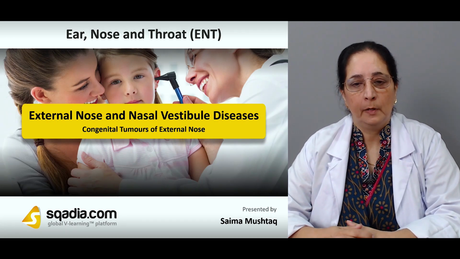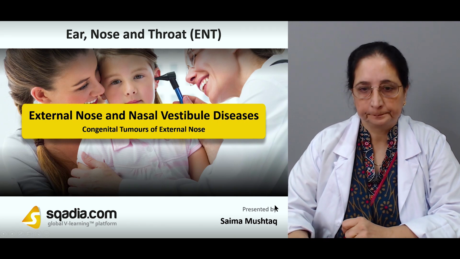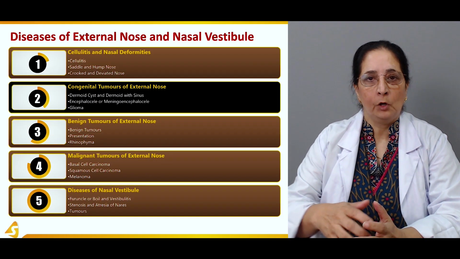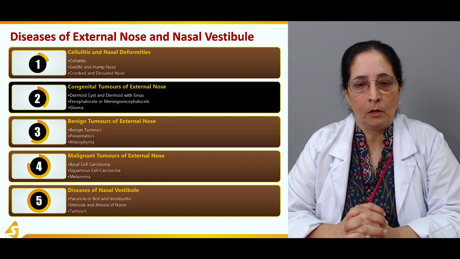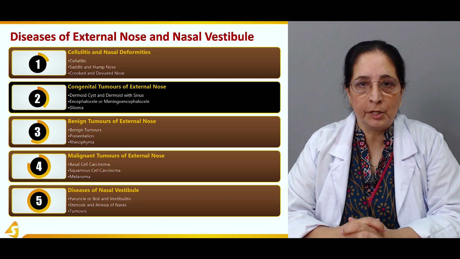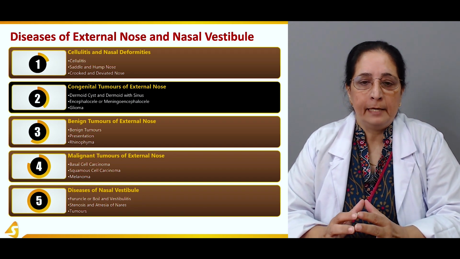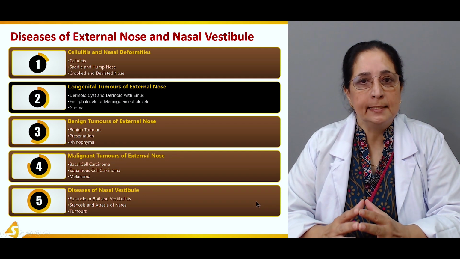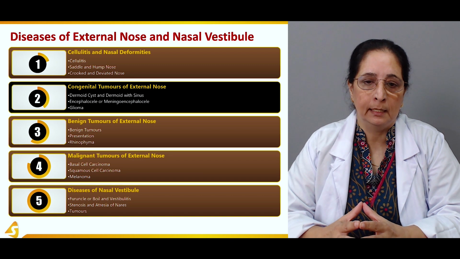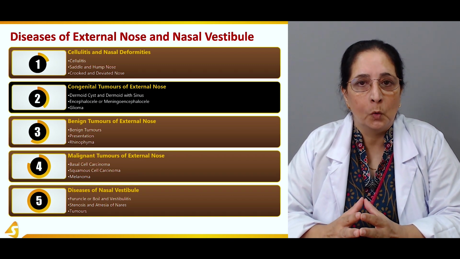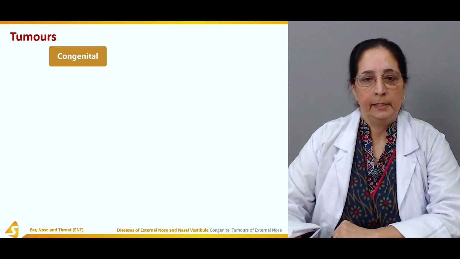Now let's talk about the congenital tumors of the external nose. In this, we will talk about the congenital tumors of the external nose, including the dermoid cyst and dermoid with sinus. And then we will also talk about encephalocele or meningoencephalocele and the glioma. So let's start with the tumors.